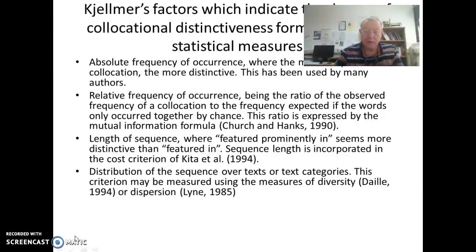Length of sequence, where, for example, the collocation figured prominently in seems more distinctive than simply figured in. Sequence length is incorporated into the cost criterion formula of Kita et al., 1994. Distribution of the sequence over texts or text categories. This criterion may be evaluated using the measures of diversity used by Dyer, 1994, and dispersion used by Lyne, 1985.